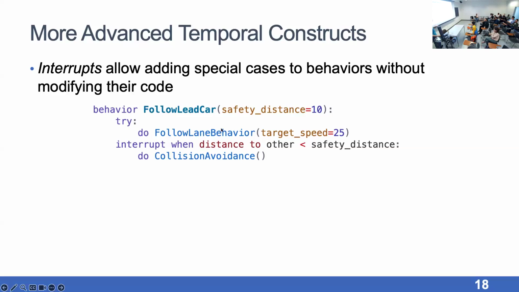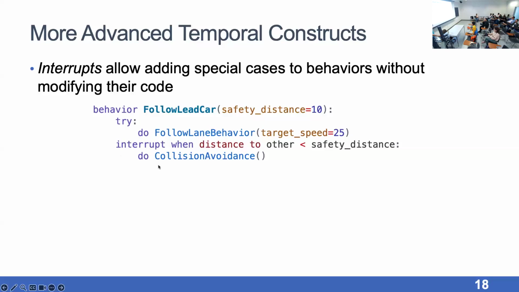So this is saying do follow lane behavior, but while the follow lane behavior is running, monitor this condition, the distance to the other. It's from the ego because I didn't specify the other object, so it's the distance between the ego and other. And if that gets less than the safety distance parameter, then we're going to interrupt the follow lane behavior. So we're going to pause it, give control to this other behavior, collision avoidance.